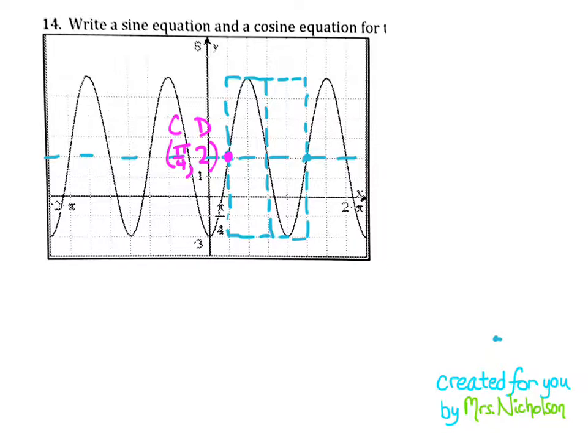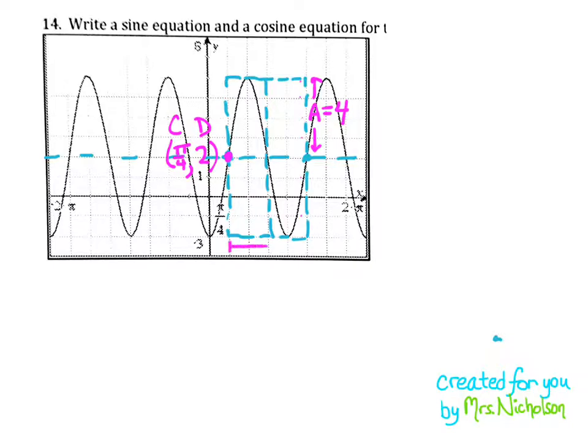The amplitude, remember, is this distance here from the middle to the top or from the middle to the bottom. And so if I count 1, 2, 3, 4, it looks like my amplitude is equal to 4. And same if I counted down, 1, 2, 3, 4. So amplitude is 4. Last thing we need to figure out is the period.